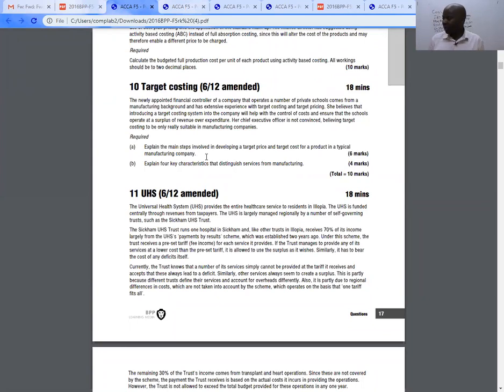So they want you to explain the main steps involved in target costing.